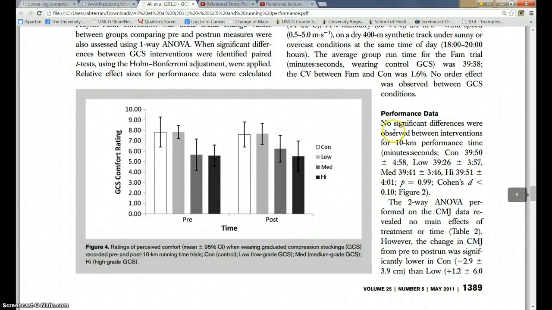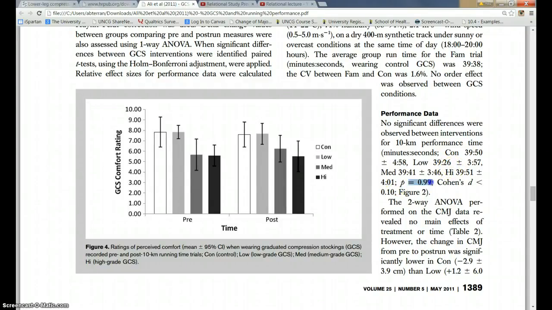So no differences between interventions for the 10-kilometer performance time. All right, and here are their multiple groups. So you want to know why they run an ANOVA? Because they have a control group, a low group, a median group, and a high group. Those are your groups that you have to run an ANOVA. You could run, again, a whole bunch of t-tests, but that's way too time consuming, not needed to be done.